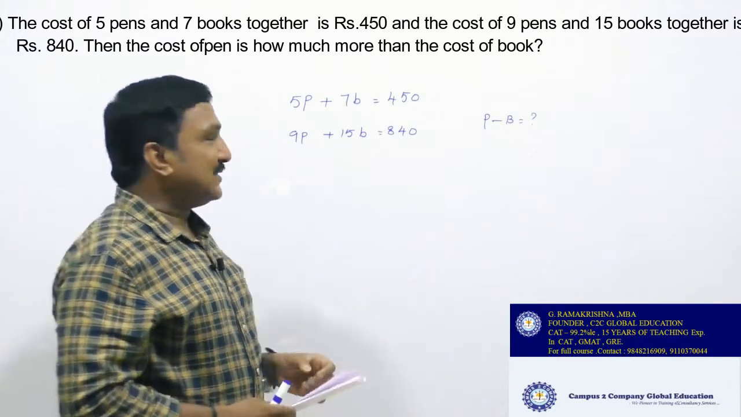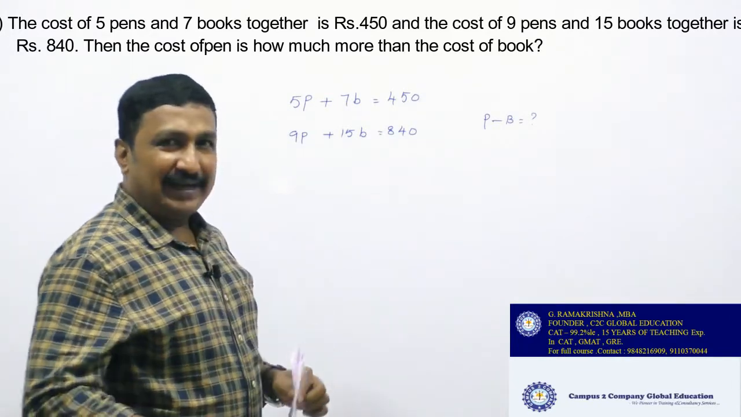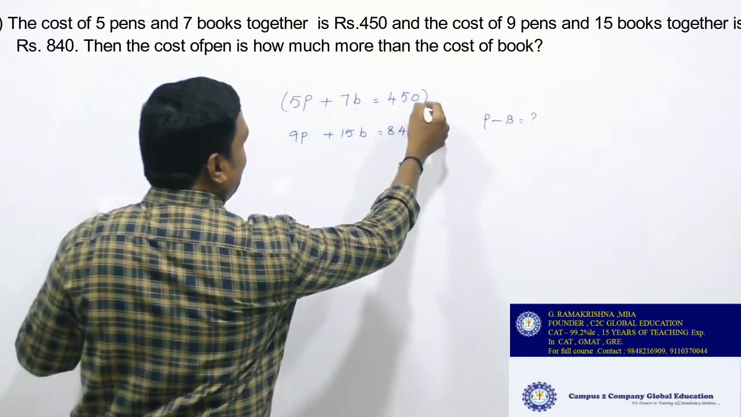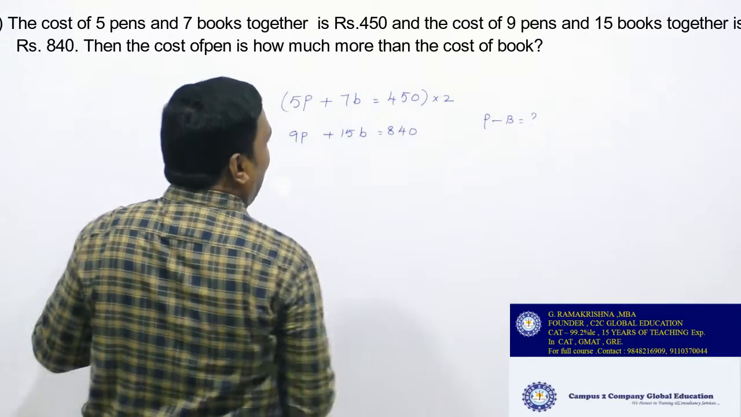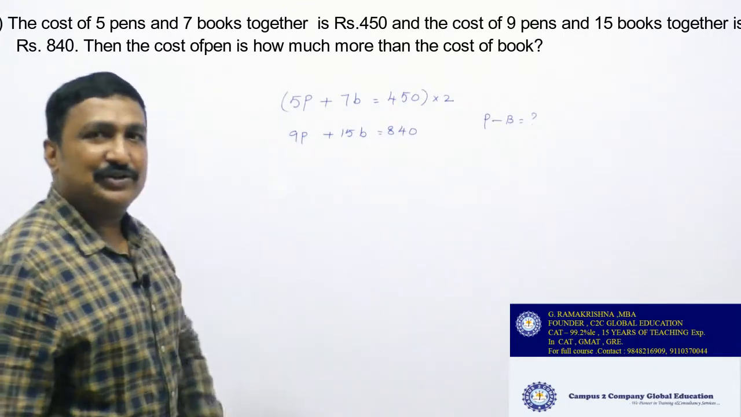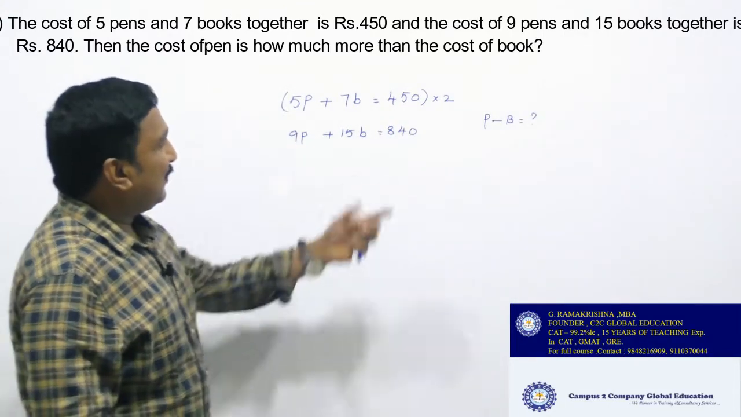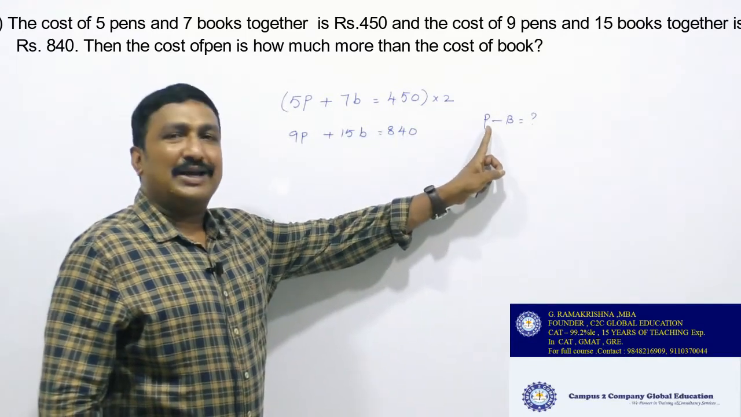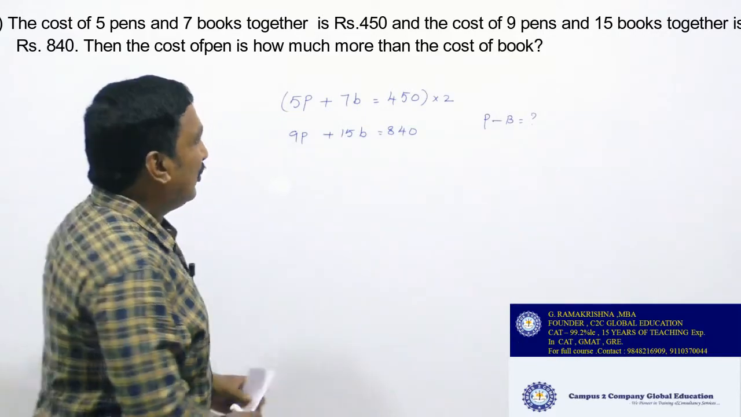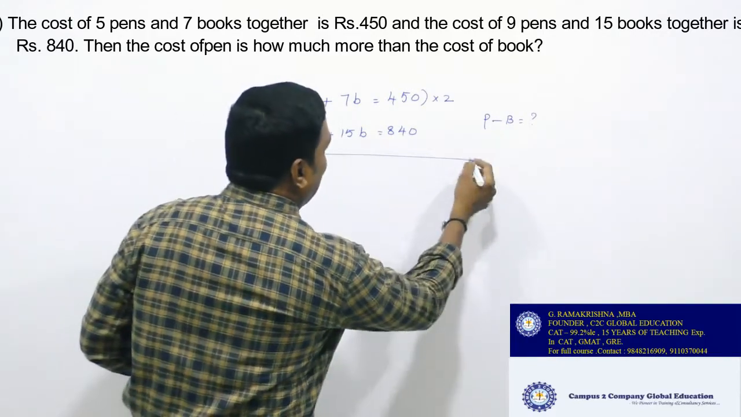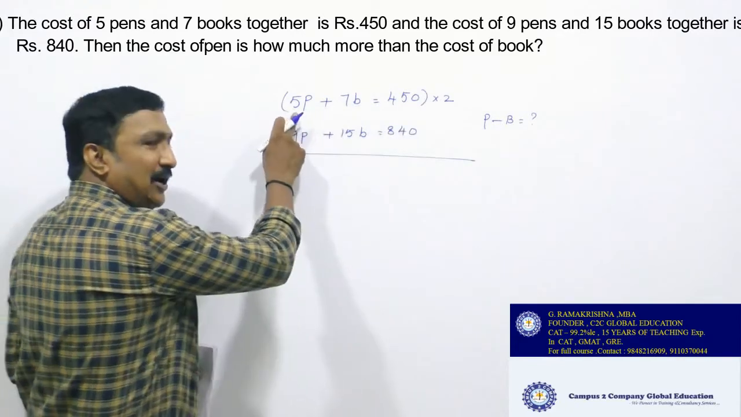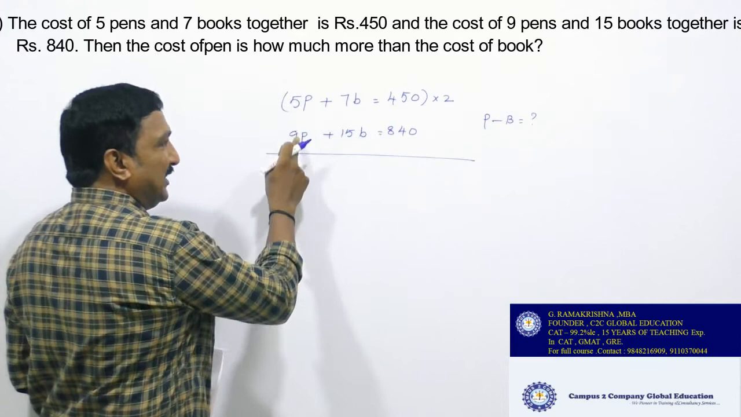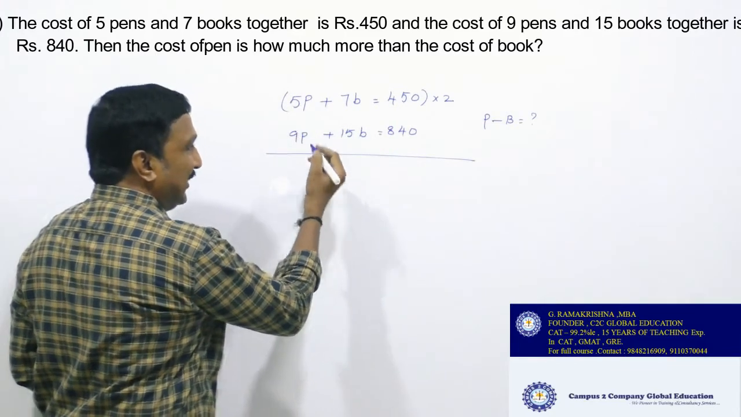So what will we do in this case? By the trial and error method, I will multiply the first equation by 2 and subtract it from the second equation. Right friends? I will multiply the first equation by 2 and subtract the second equation because I want to get the p minus b value. Right? So if I subtract directly, 2 fives are 10 pens minus 9 pens. So 10 pens minus 9 pens is equal to 1 pen.